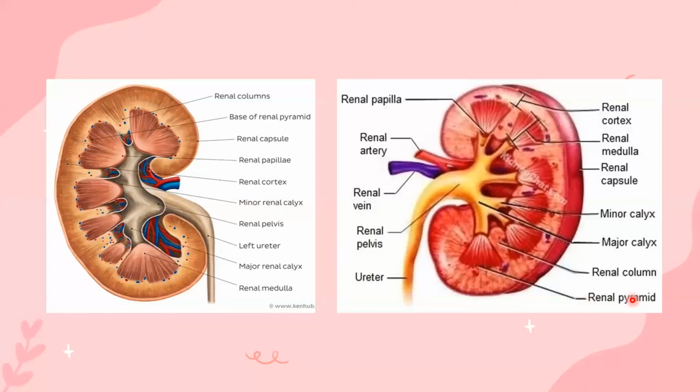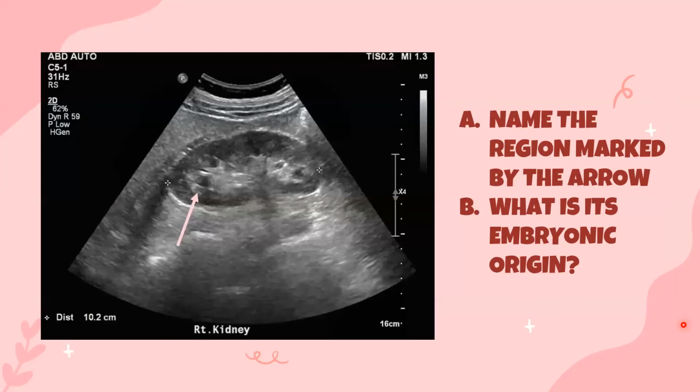Perfect. Now, I told you guys that through those medullary pyramids or those renal pyramids, we are able to create lobes in the kidney. That is very important to remember for something that I'm going to be talking about a bit later. Now, let's apply everything that I just told you guys to an actual clinical image. Name the region marked by the arrow here. And what is its embryonic origin?